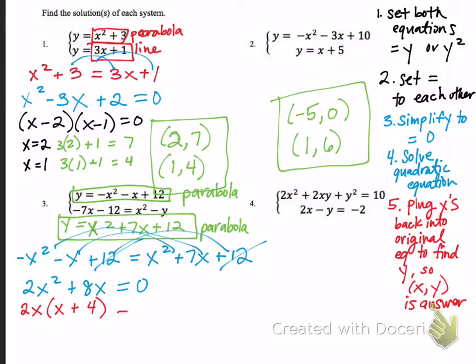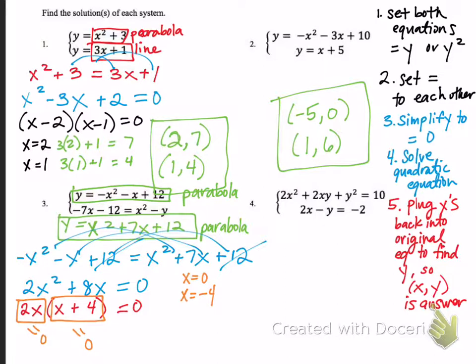When you pull out a greatest common factor and you don't factor, how do I get to solutions? What do I do now? Don't you set x equal to 0? Right, so I say 2x equals 0, and then x plus 4 equals 0. So I set the stuff outside of the parentheses equal to 0, and the stuff in parentheses. So I end up getting x equals 0, and x equals negative 4.